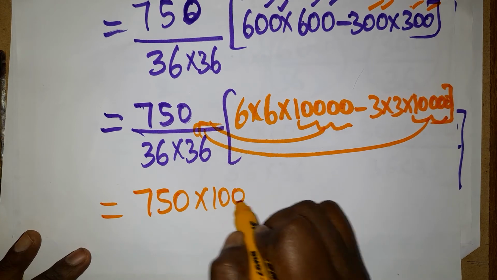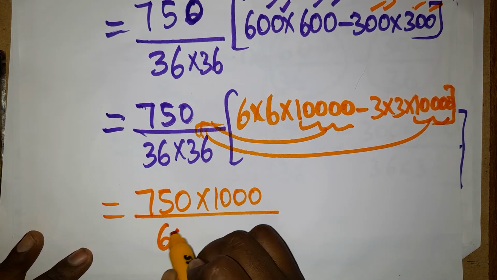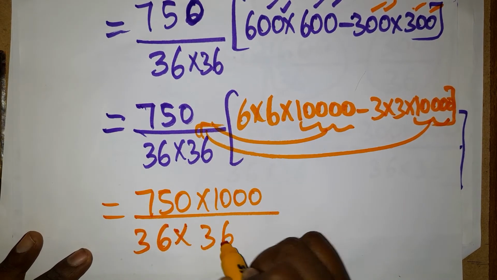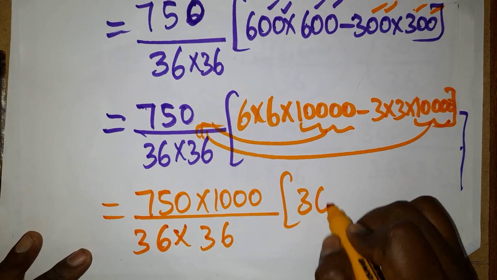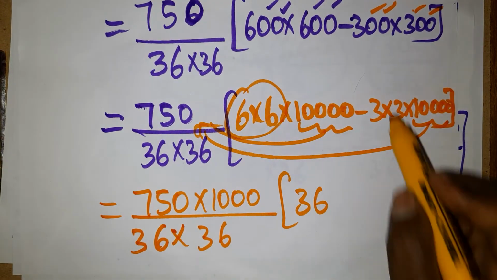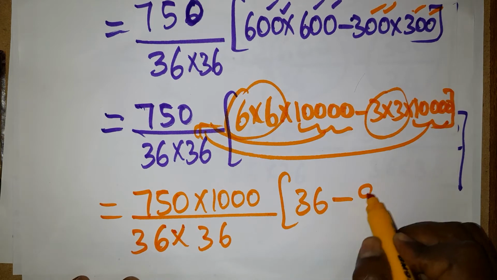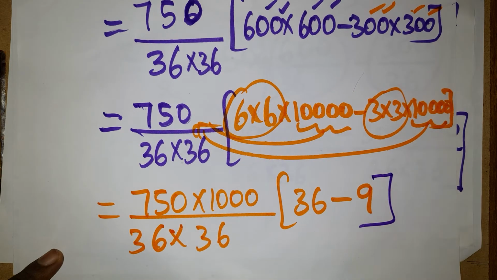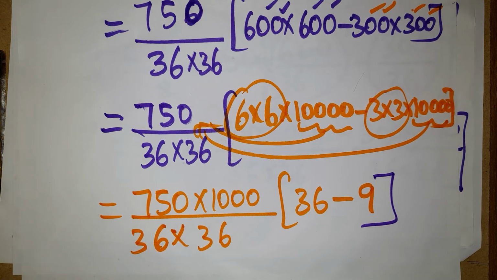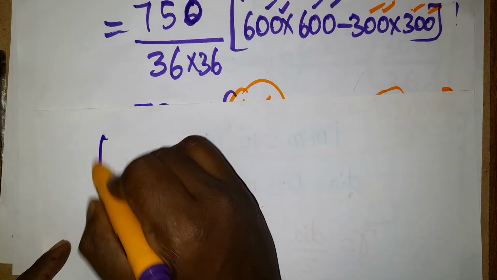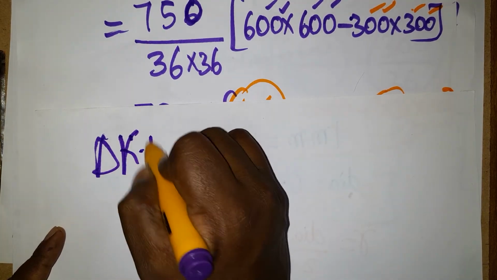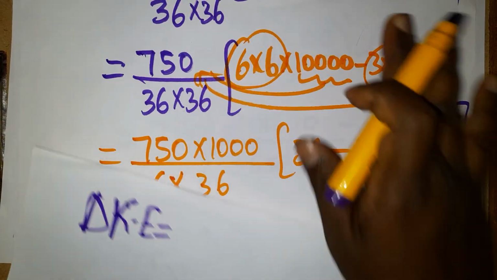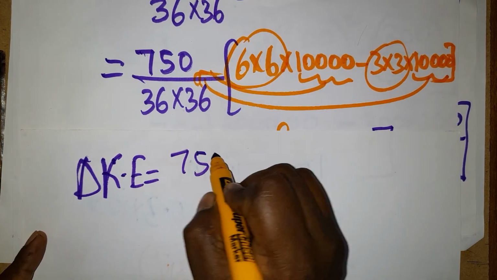750 into 1000 divided by 36 into 36, then 6 into 6, 36, because this 2 multiplication 36, this 2 multiplication will be 9. 9 minus 36, we can have 27. Next step, we are calculating the change in kinetic energy. The book answer is a little bit wrong here. They have taken an approximate value. I am calculating the accurate value now.